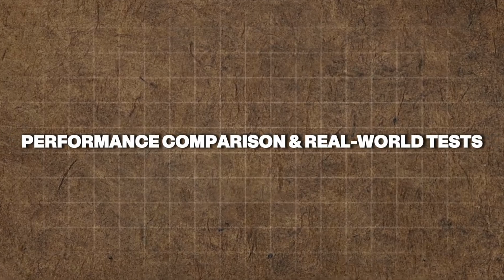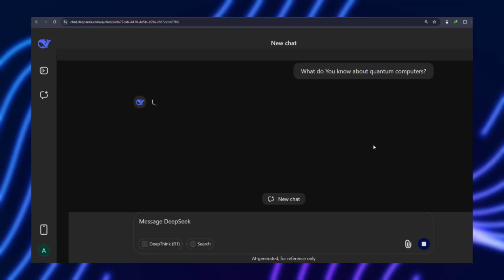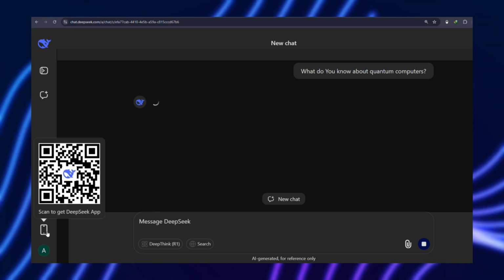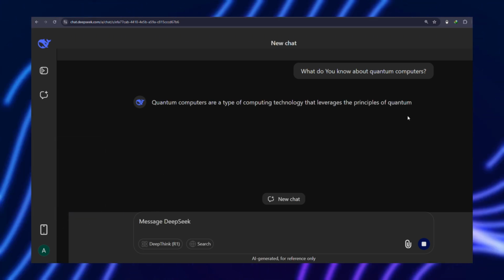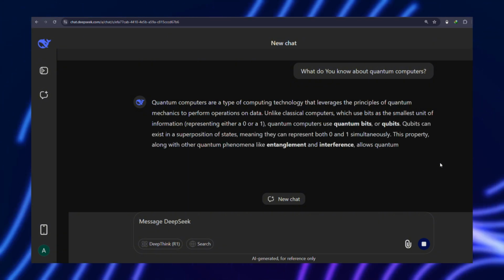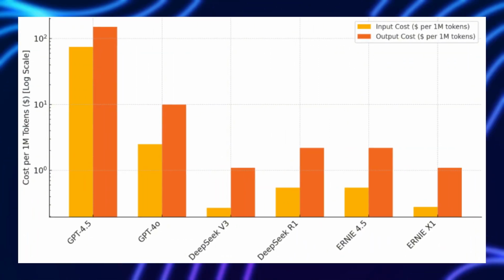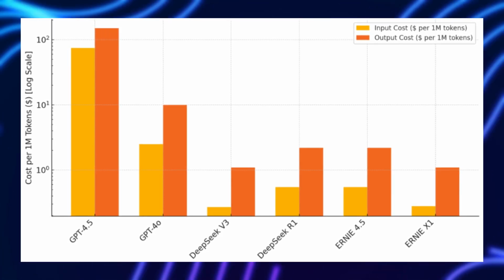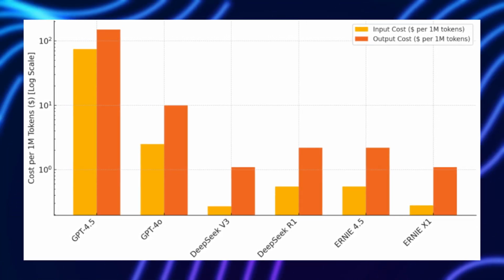Performance comparison and real-world tests. Theoretical capabilities aside, the real question is, how do these AI models perform in actual tasks? To determine their effectiveness, both models have undergone rigorous benchmarking tests, measuring speed, accuracy, and problem-solving skills.